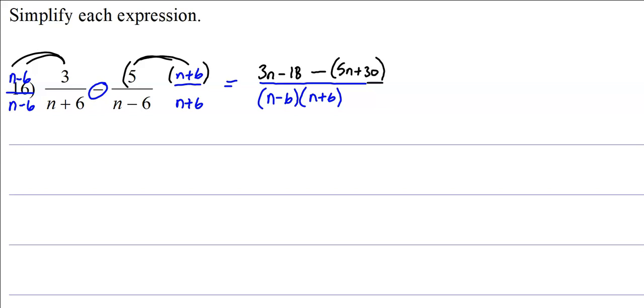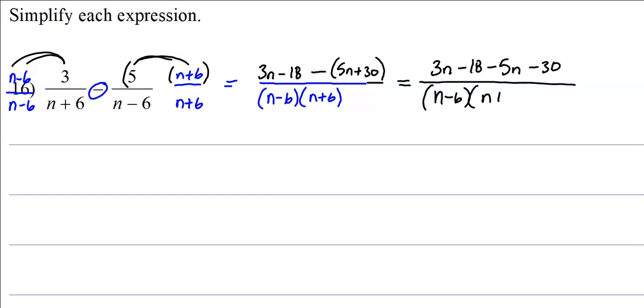But remember, when you subtract, you have to distribute that negative through. So really, I'm at 3n minus 18 minus 5n minus 30, all over the bottom. And clean the top up a little bit. When I combine my n's here, I get negative 2n. And when I combine my negatives there, I get negative 48 all over n minus 6, n plus 6.